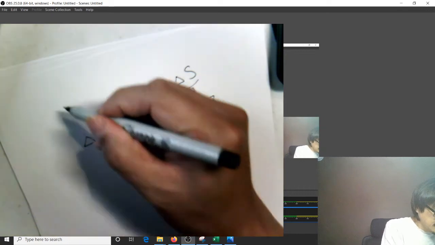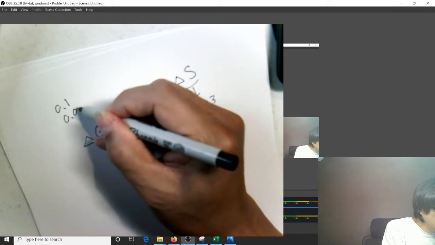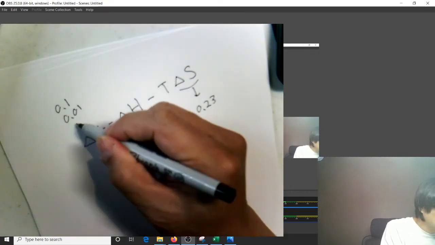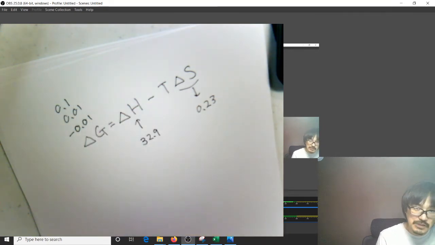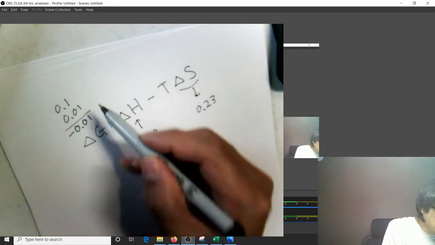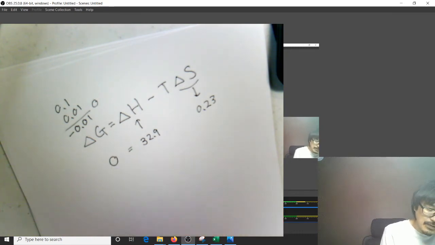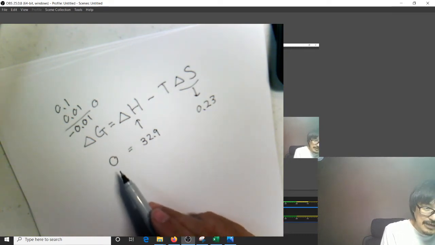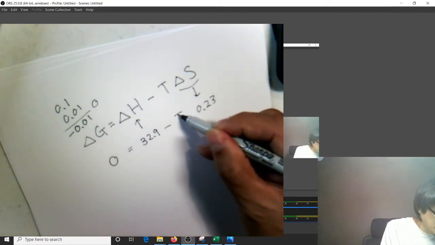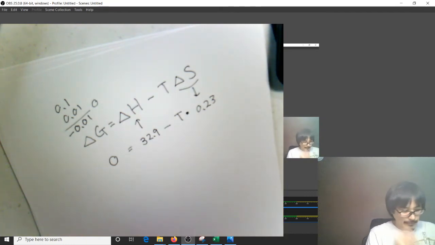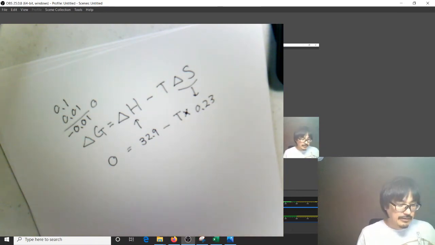So 0.1, it's not spontaneous. 0.01, it's not spontaneous. But as soon as it turns to negative 0.01, this will be spontaneous. When does it switch? It switches at 0, right? So we are going to find the exact temperature that makes the delta G exactly 0. So solve for this temperature right here.